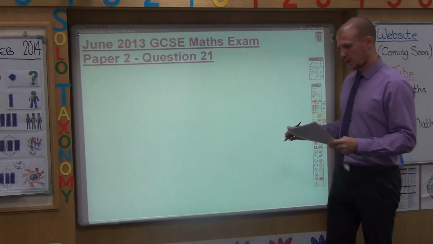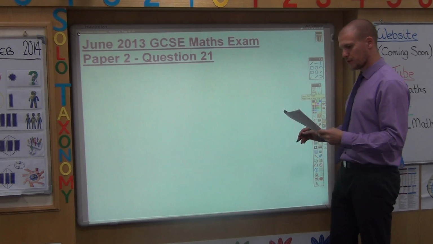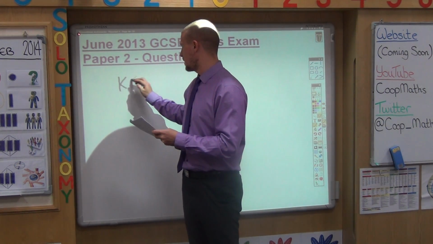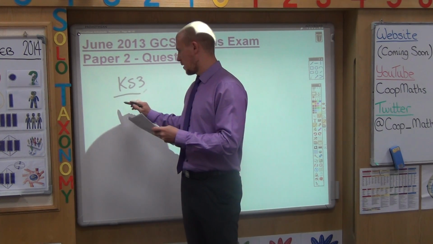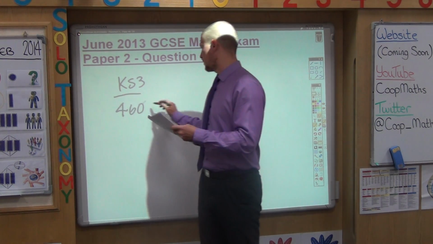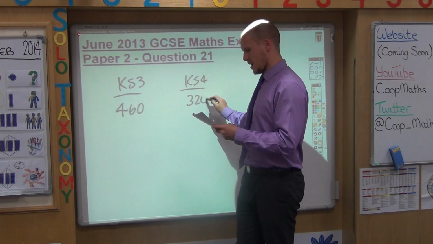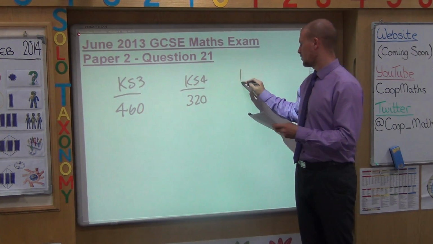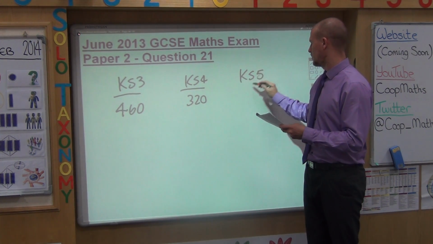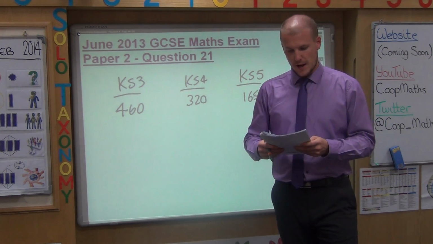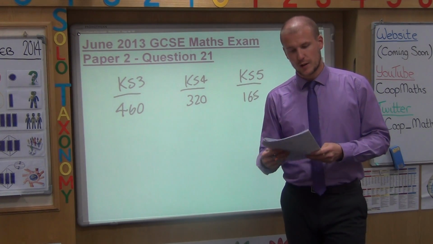Paper 2, question 21. In Holborn School, there are 460 students in Key Stage 3, 320 students in Key Stage 4, and 165 students in Key Stage 5. Naimer is carrying out a survey.